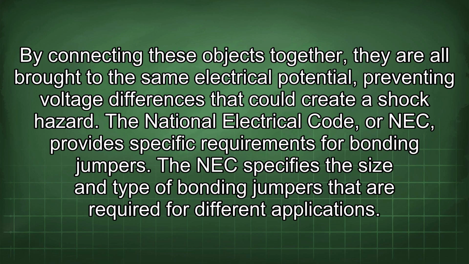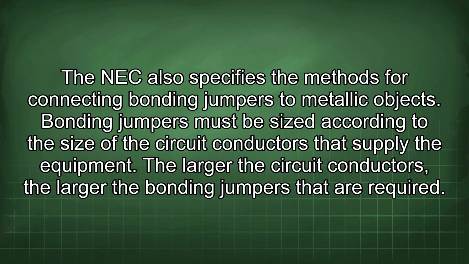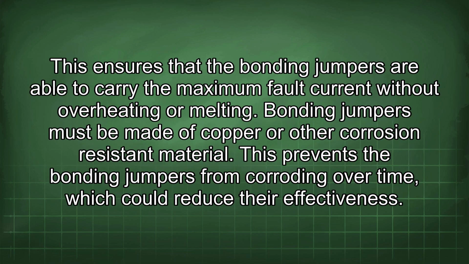The National Electrical Code, or NEC, provides specific requirements for bonding jumpers. The NEC specifies the size and type of bonding jumpers that are required for different applications. The NEC also specifies the methods for connecting bonding jumpers to metallic objects. Bonding jumpers must be sized according to the size of the circuit conductors that supply the equipment. The larger the circuit conductors, the larger the bonding jumpers that are required. This ensures that the bonding jumpers are able to carry the maximum fault current without overheating or melting.